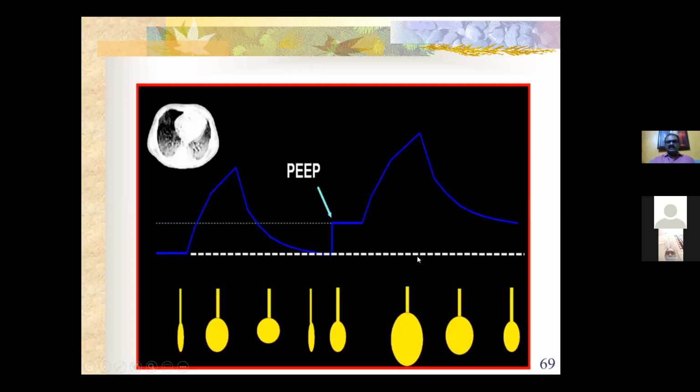Here are some other pictures where you can see the effect of PEEP. When you are not applying a PEEP, the alveoli will collapse during expiration. But when you are applying a PEEP, there will be less collapse. You can see the difference between these two. During expiration, this is the amount of collapse that happens if you're not applying PEEP. But when you're applying PEEP, the collapse will be less. The smaller airways will be open, and the alveoli will not collapse as much.